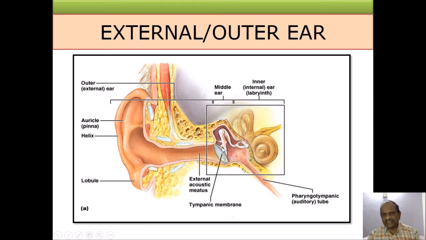Its function is to maintain the pressure of air between the external ear and the inside of the ear, that is the middle part. In short, this figure explains the three parts of the ear: the external ear, middle ear, and inner ear. The inner ear many times is also called the bony labyrinth, which we'll see later.